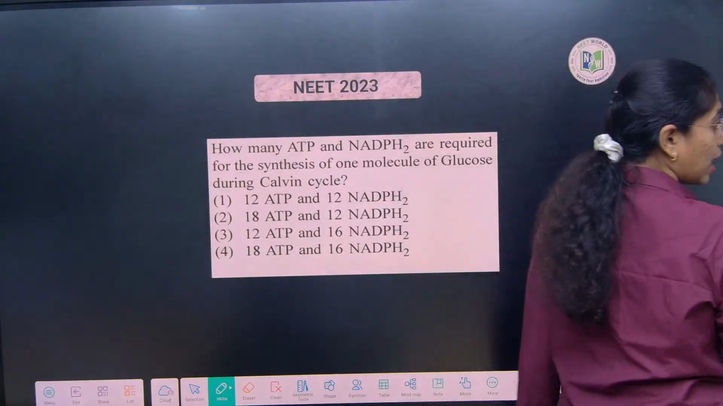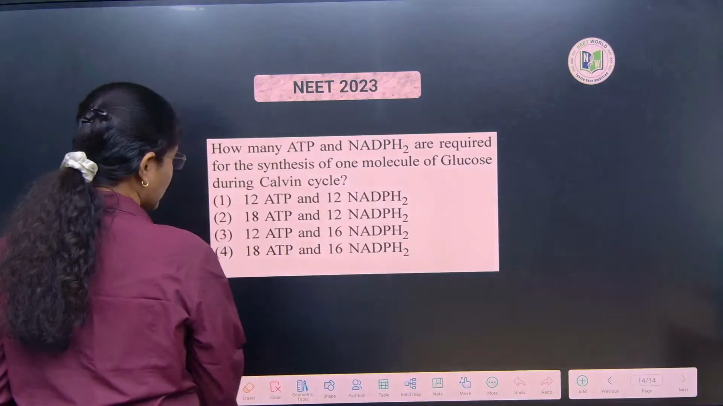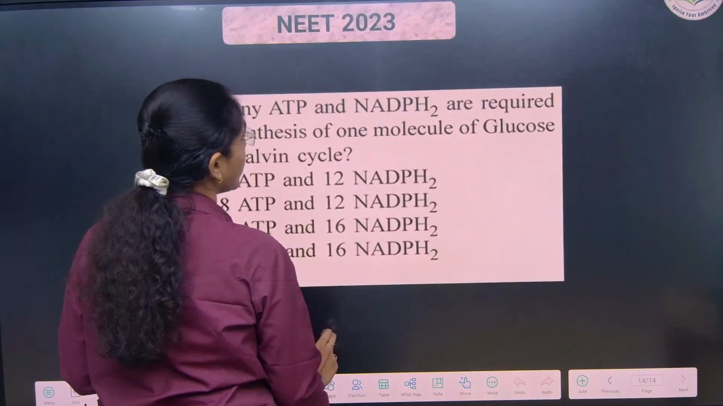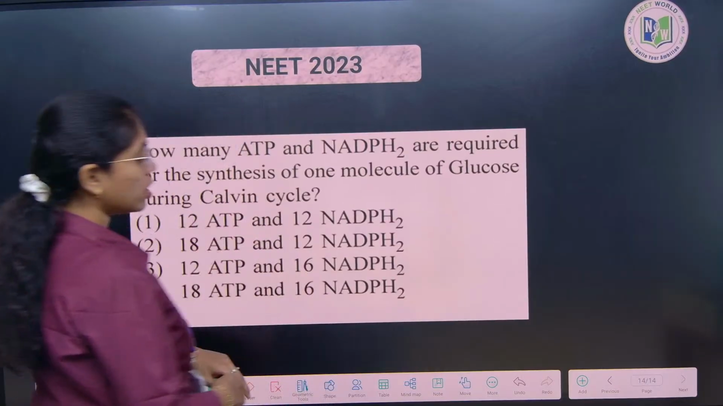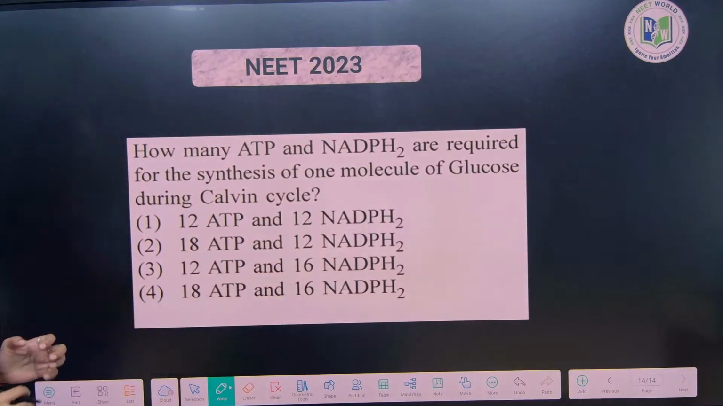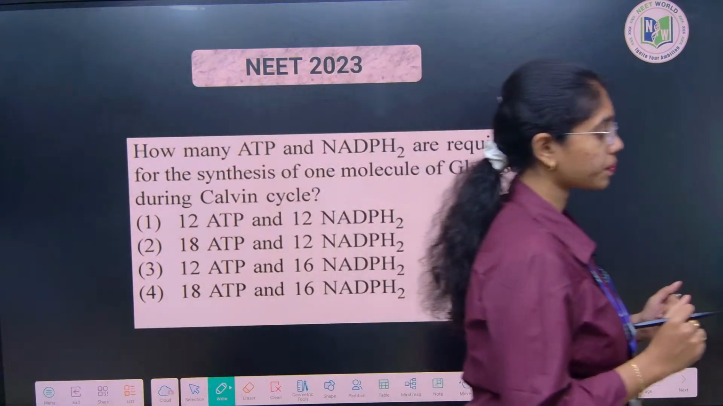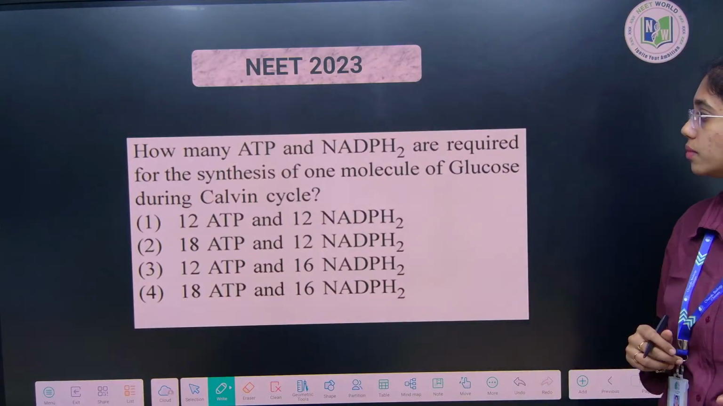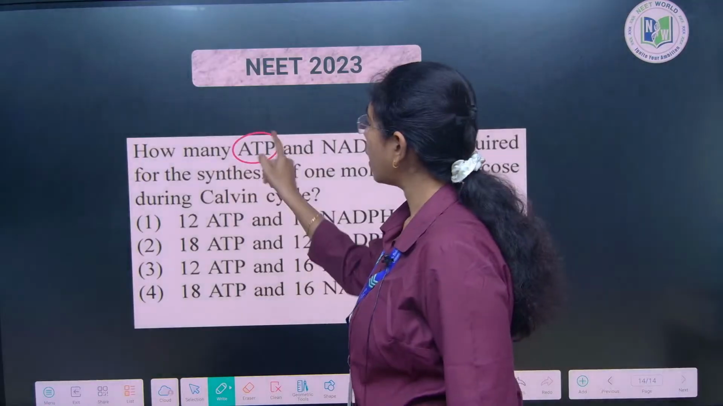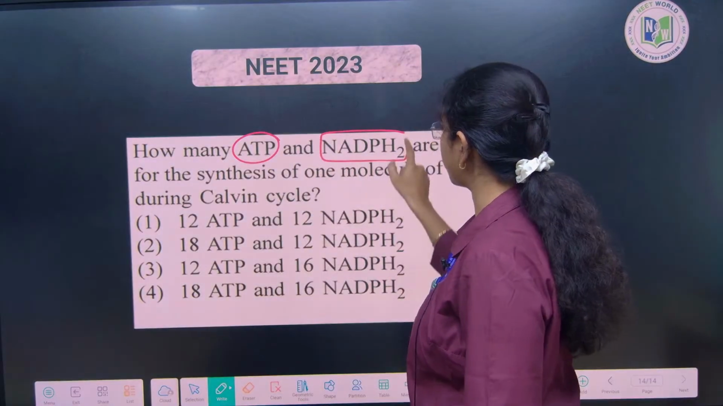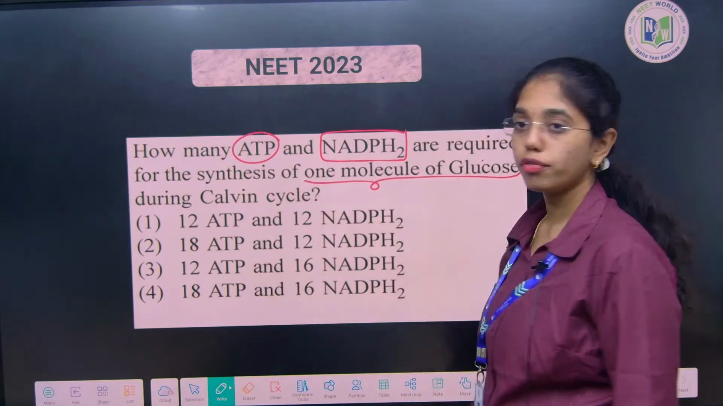Now, the last question of today's session, again on the energetics of the Calvin cycle, asked in the year NEET 2023. Try to answer, no problem. We have learnt it, right? Just now we have learnt it. Even if it is right or wrong, no problem. Try to answer. The question is, how many ATP and NADPH are required for synthesis of one molecule of glucose?